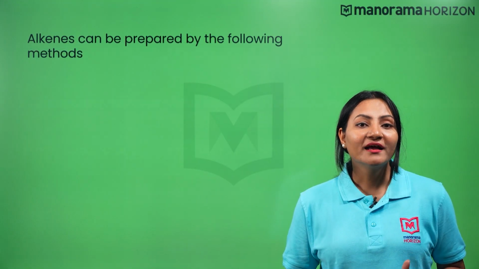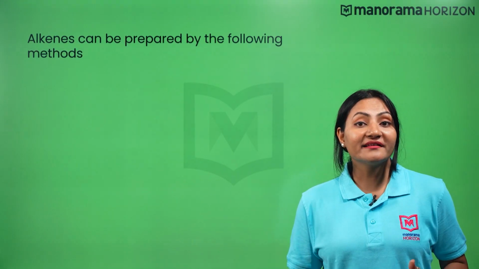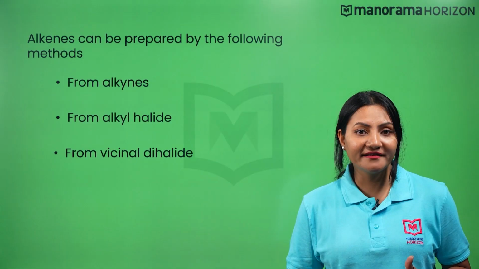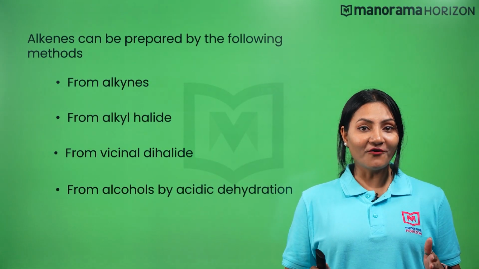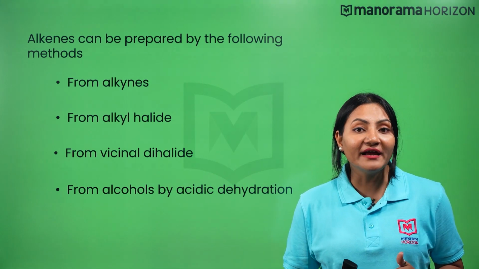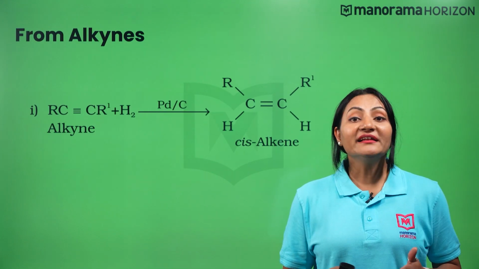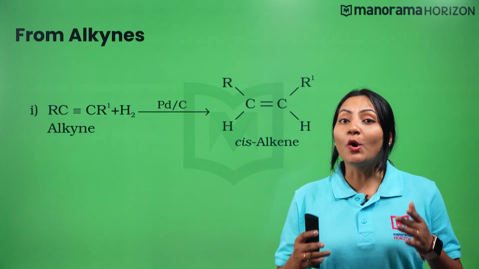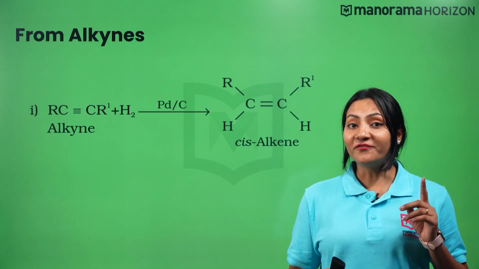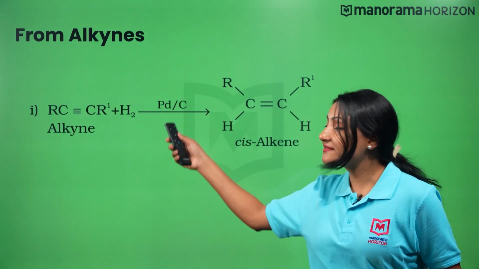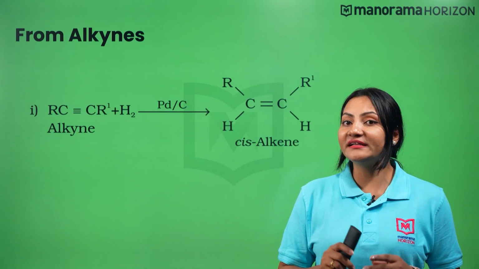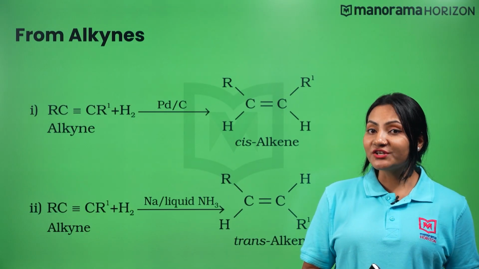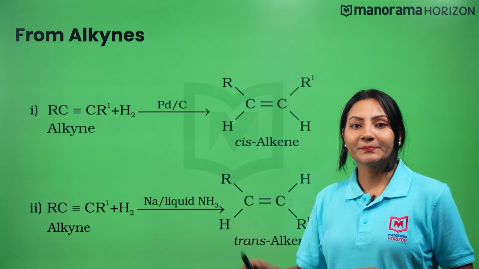Now, let's discuss the preparation of alkene. Alkenes can be prepared from alkynes, alkyl halides, vinyl dihalides and alcohols. First of all, we will look into the preparation of alkene from alkynes. Alkynes can be converted into alkenes as a result of controlled reduction in two ways. The first is by the use of Lindlar's catalyst, which is partially deactivated palladized charcoal. And the second is by the action of sodium in liquid ammonia.